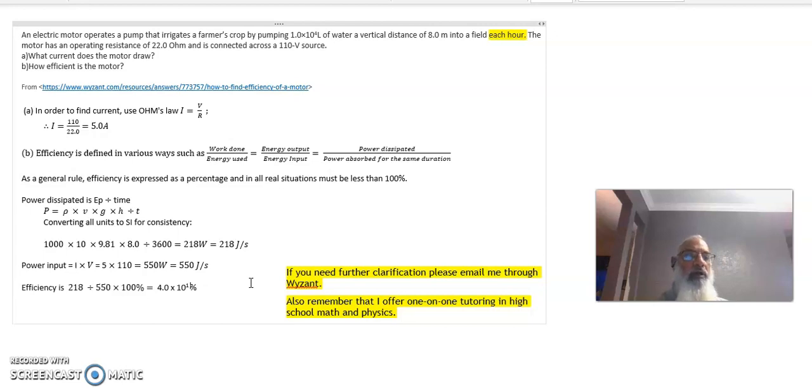The current is 5 amperes and the efficiency of the system is 40%.